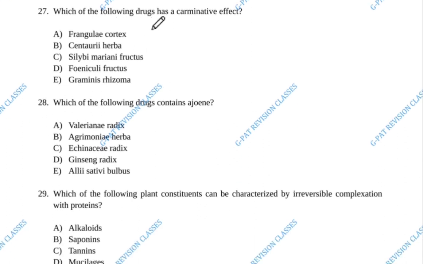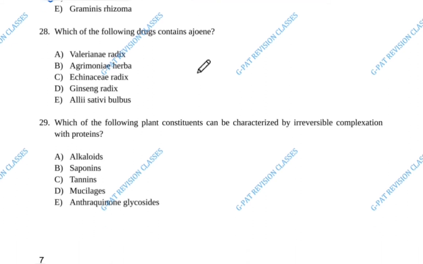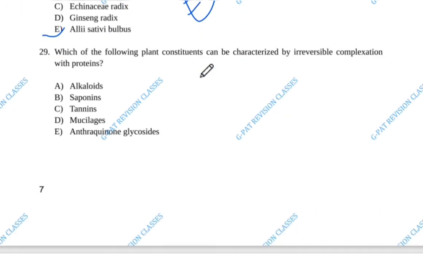Which of the following drugs is phenylalanine fructose? The answer is D. Okay. Next is question number 28. Which of the following drugs contains allicin? The answer is E, Allii cepae bulbus. Okay. Next is question number 29.